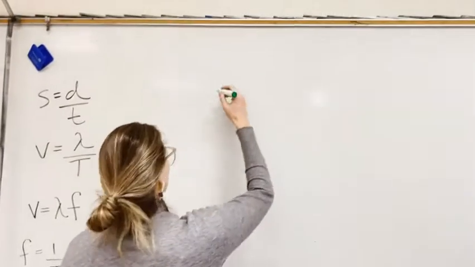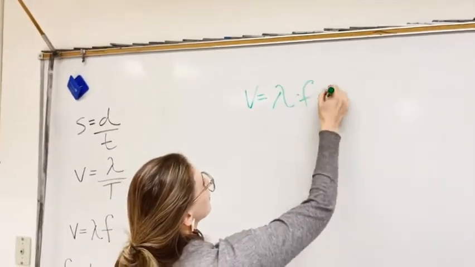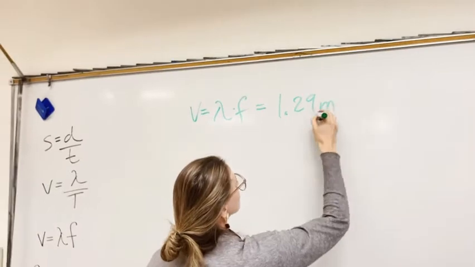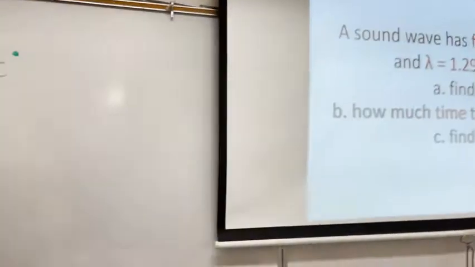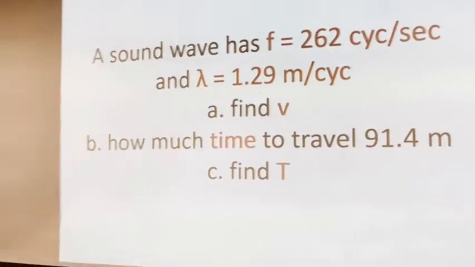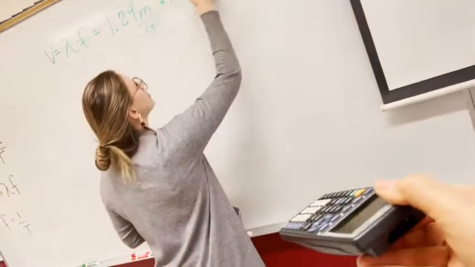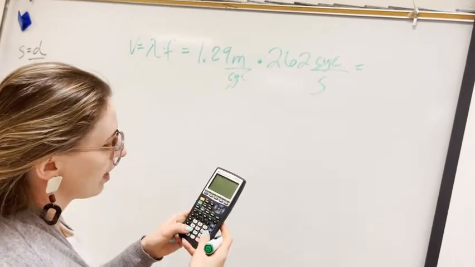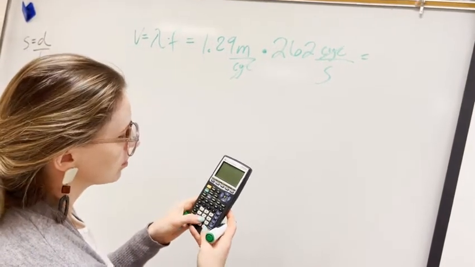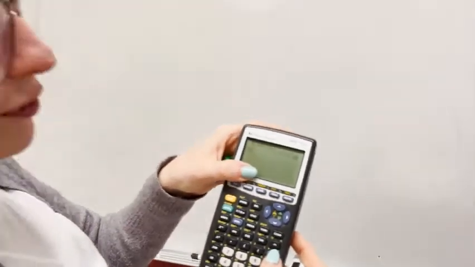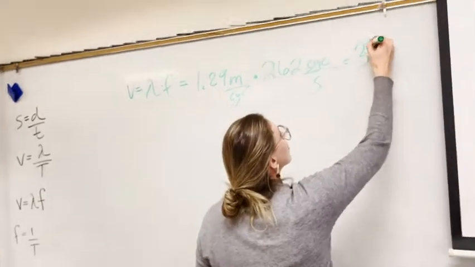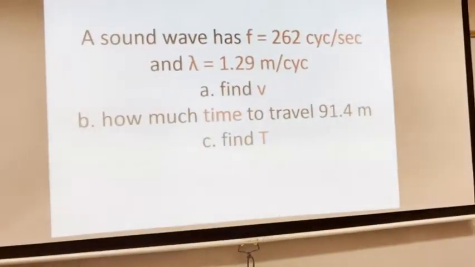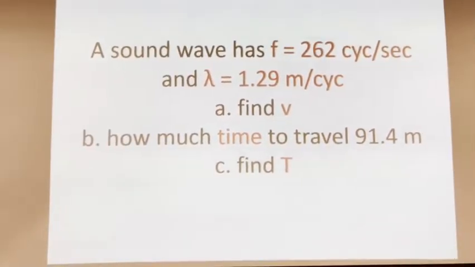Okay, so velocity equals wavelength times frequency. And our wavelength is 1.29 meters per cycle, meters technically per cycle. I'm multiplying that by my frequency, 262 cycles per second. These cancel out. That's a good thing, because our units are going to be meters per second. 1.29 times 262, and I get 338 meters per second. Simple, yes? Okay, so that was A, that was for the velocity. So there's two ways of looking at speed of waves.